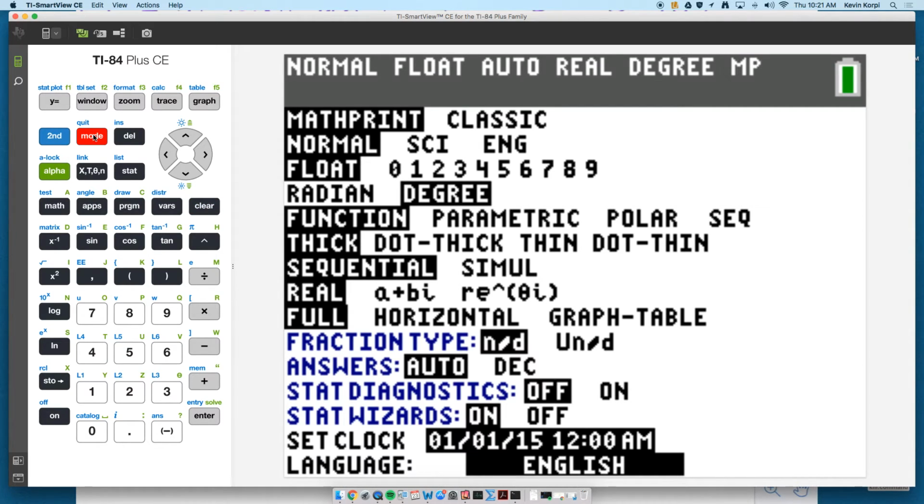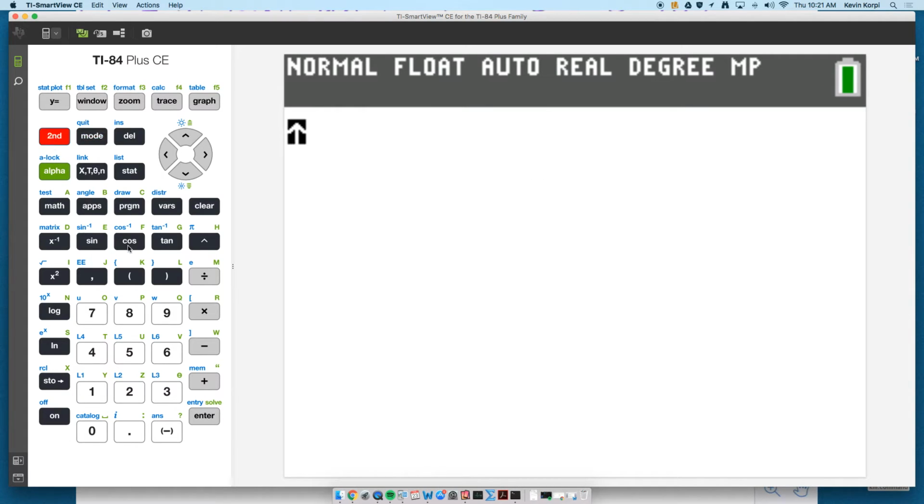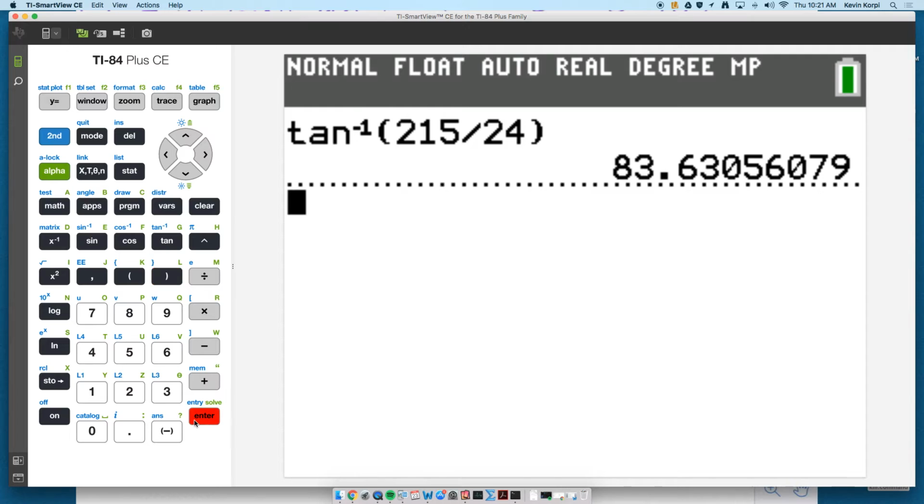Well, I'm going to check. I'm in degree mode. Nice. It's always the first thing. Now, here I go. I'm going to hit second tangent. See, I just hit the tangent button of 215 divided by 24. And because I paid good money for my calculator, it always gives me the right answer. So that must be the answer, right?